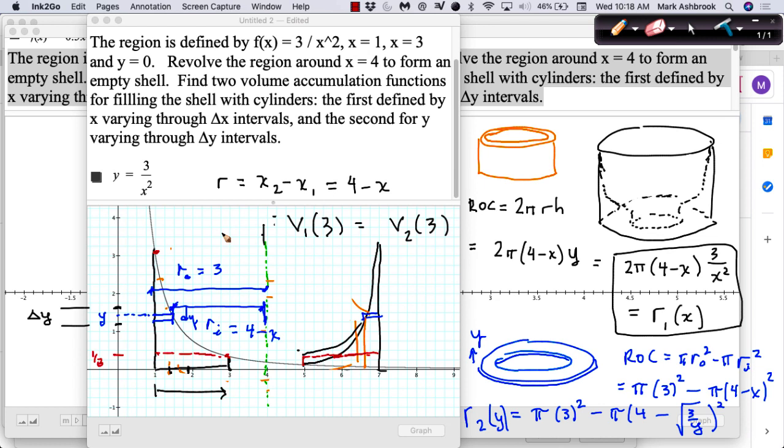Okay, so finish this example on your own. Finish that second volume accumulation function for y. But any questions on what we did, getting those two rate functions? Ask if you're not sure about something.